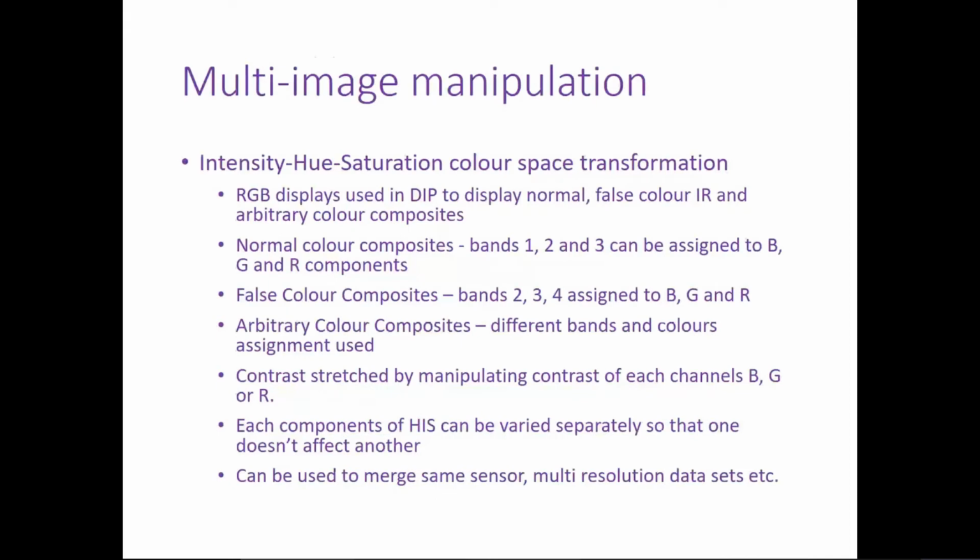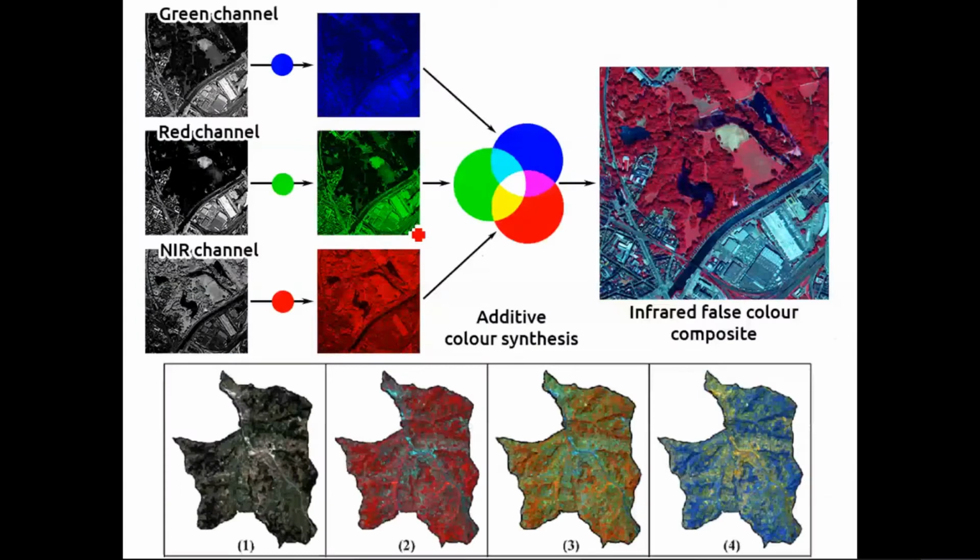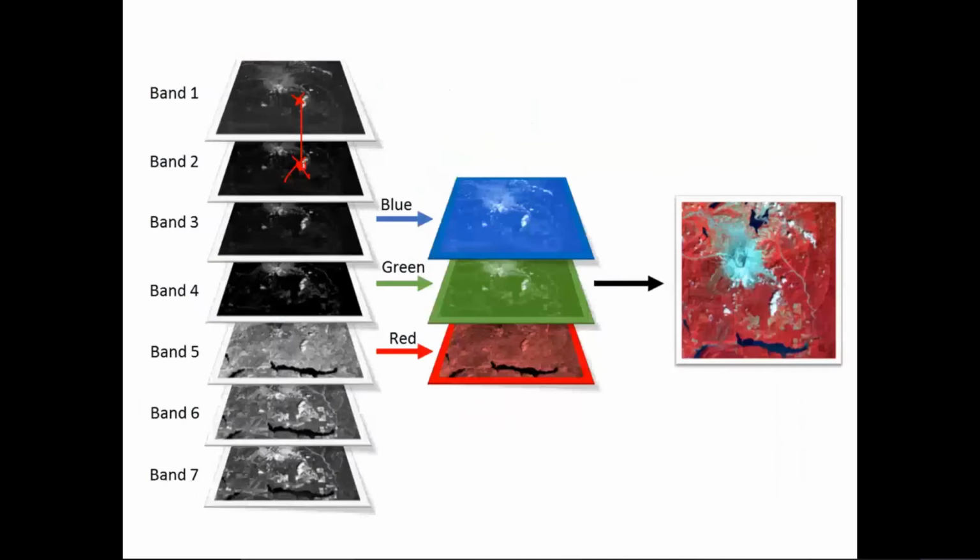Next one is intensity, hue, saturation, color space transformation. So we know our visible spectra. What we can see is red, green, and blue, and various combinations of these colors, right? So I can assign any of these colors, red, green, or blue, and with their various combinations, different colors are formed. So I can represent any of these bands in various colors that I need, right? Yes or no? So I can assign any color to any of these bands in my software.